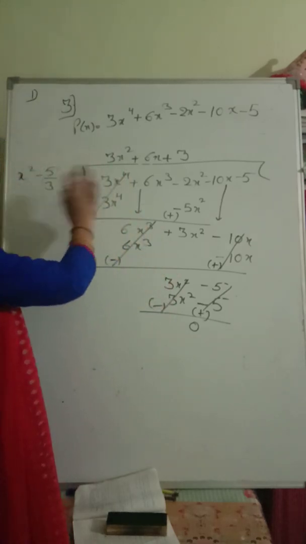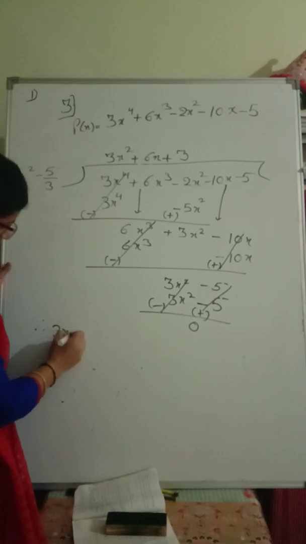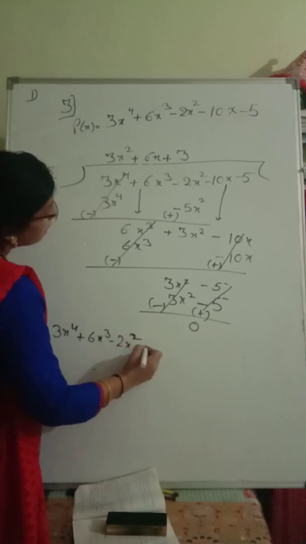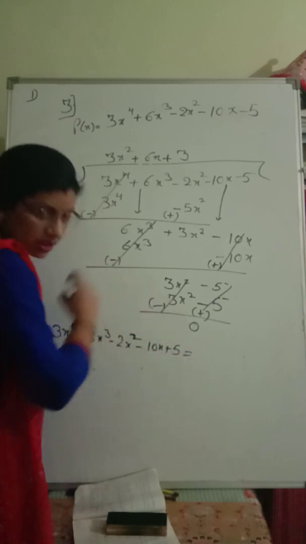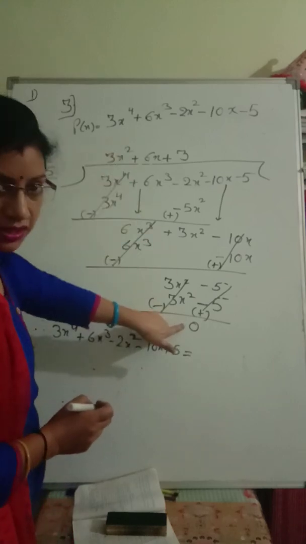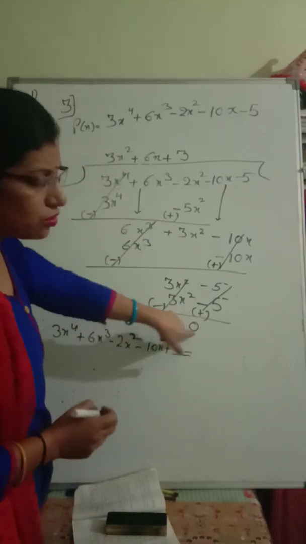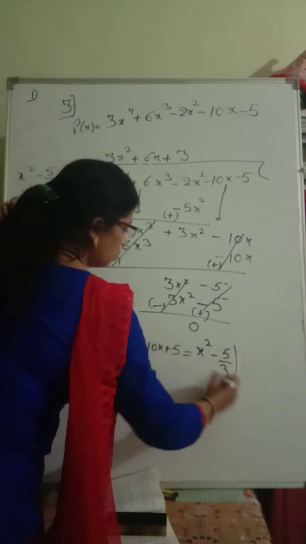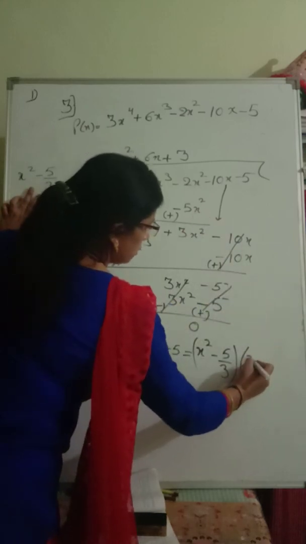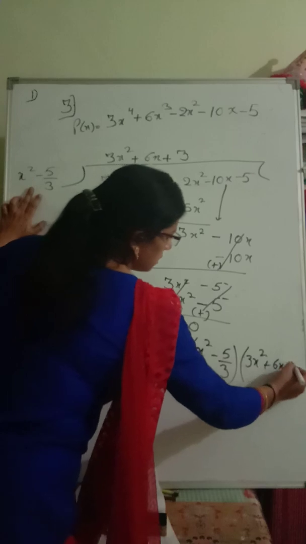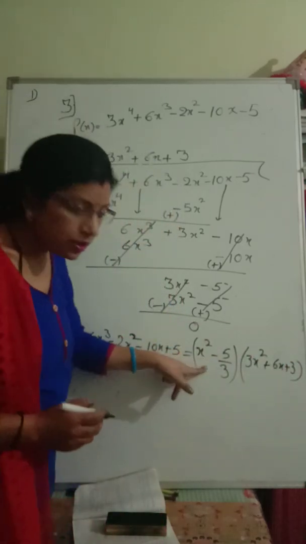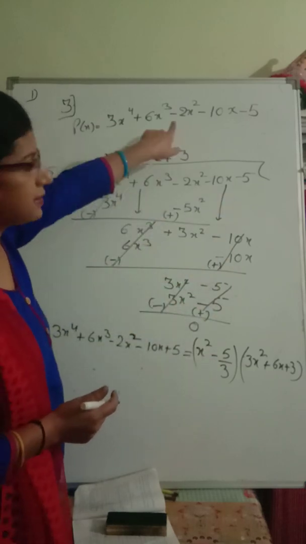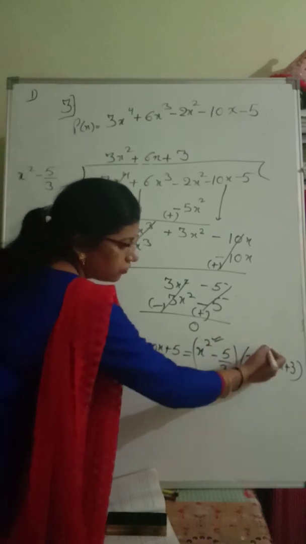Therefore the dividend, 3x to the power 4 plus 6x cube minus 2x square minus 10x plus 5, if we factorize it, how can it be? This into this plus this. Now this is 0. This into this plus 0 is 0, will write or not? It's okay. So divisor into quotient. What is the quotient? 3x square plus 6x plus 3. If we put this equal to 0, we will get plus root 5 upon 3 and minus root 5 upon 3 as given in the equation. So this we already have. So we will factorize this one.